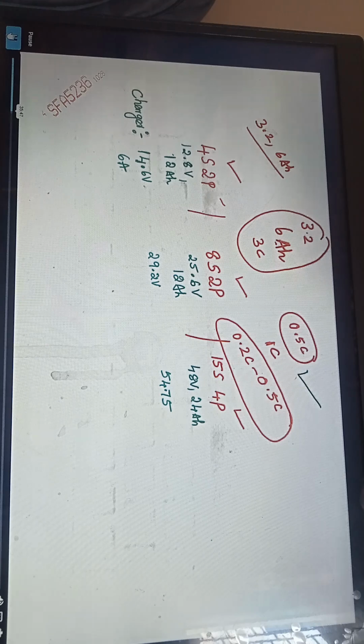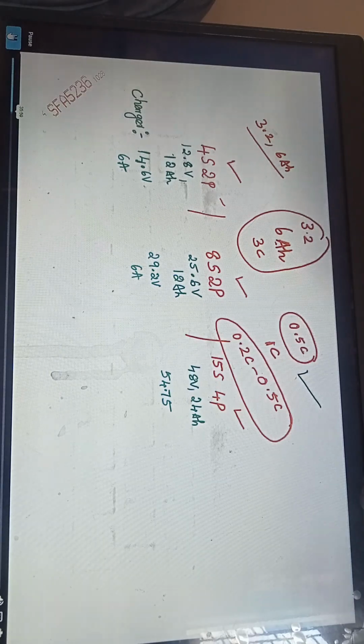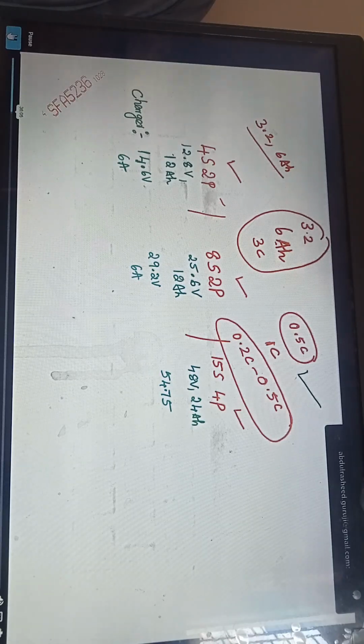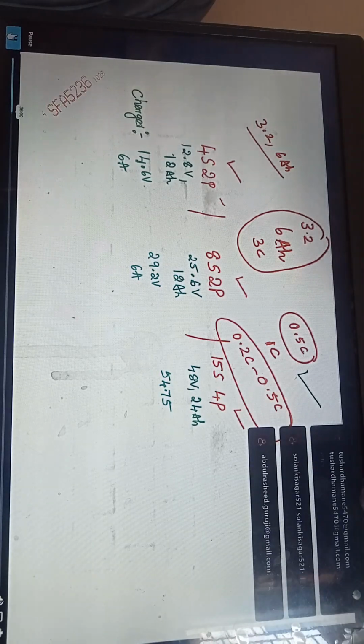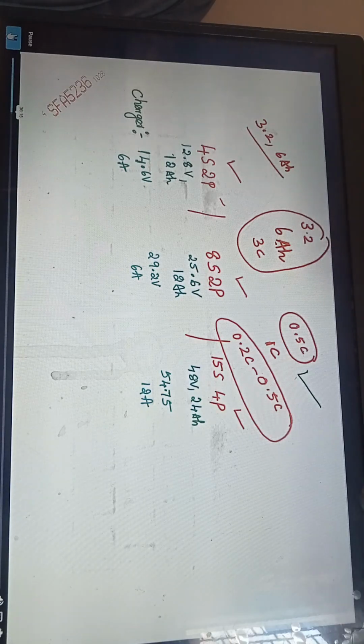And for this case, 8S2P, again we have 12H. So we go for 0.5 C. It's the same answer, 6 amps. I'll choose a 6 amp charger. Okay. 15S4P. So we have 24H totally. So we'll go with a 12 amp charger. Okay, so this is how you'll be choosing the charger rating.